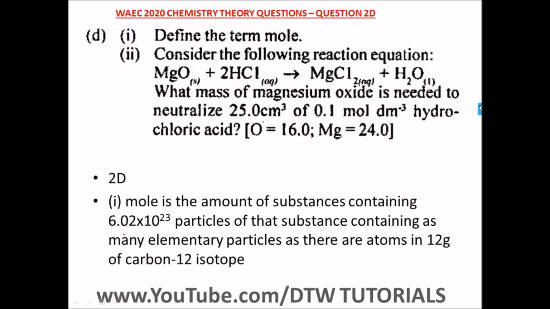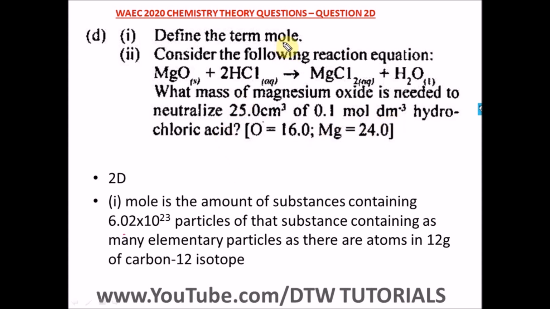Question 2D. Define the term mole. Consider the following reaction equation: magnesium oxide reacting with hydrochloric acid to give magnesium chloride plus water. What mass of magnesium oxide is needed to neutralize 25.0 cm³ of 0.1 mol/dm³ of hydrochloric acid?